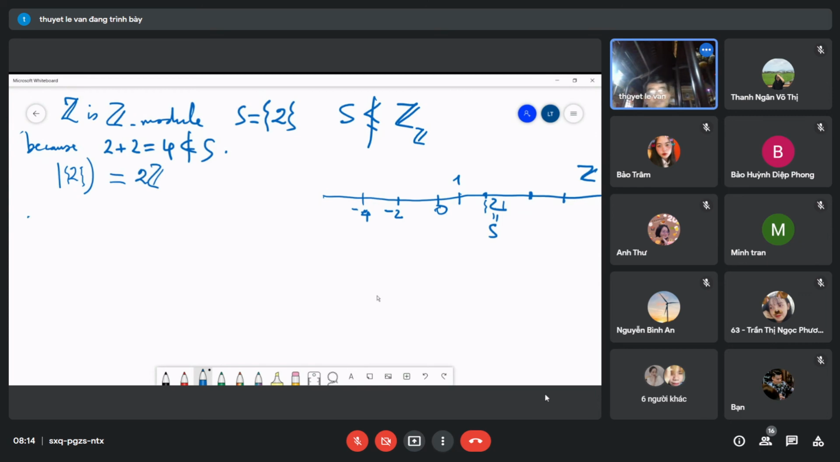2Z. And you can prove that 2Z is the smallest submodule of Z containing 2. That is very easy. Containing 2.